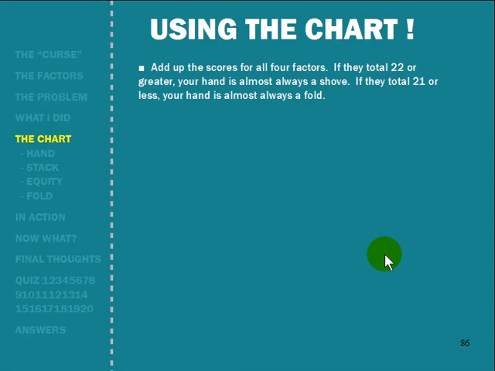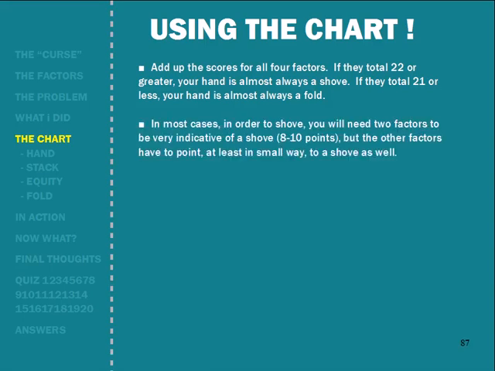And what do we do next? Well, we're going to add up the scores for all 4 factors. And as we said, if they total 22 or greater, your hand is almost always going to be a shove. And if they total 21 points or less, your hand is almost always a fold.